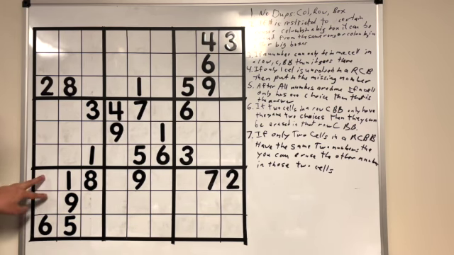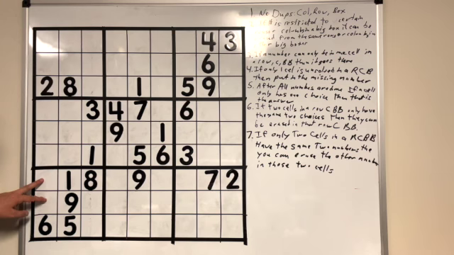2 and 3 are only over here. These are the only 2 cells that 2 or 3 are in. They're not over here at all. Therefore, we can erase these 7s. We have to have a 2 in here somewhere, and we have to have a 3 in here somewhere.